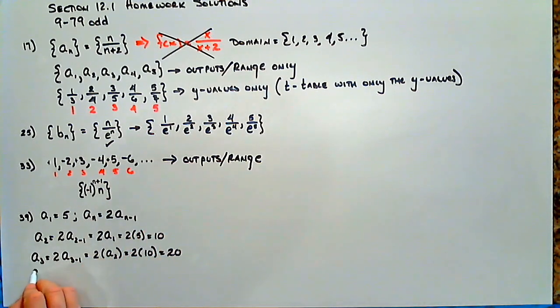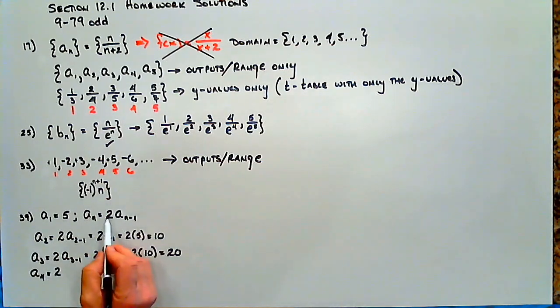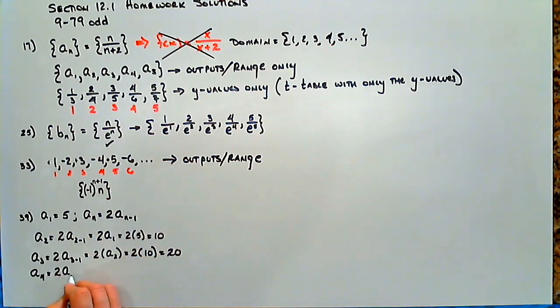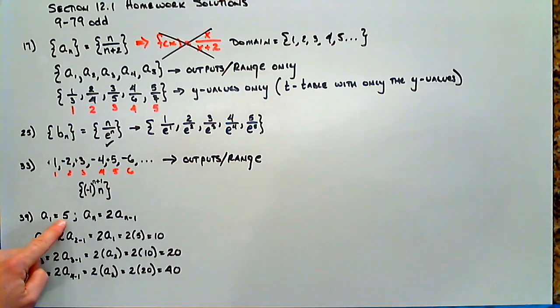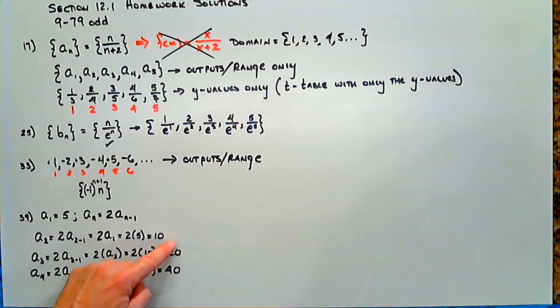Now we got to find the first 5 terms. So what's a sub 4? Well, it's going to be 2, using our rule right here, times a sub 4 minus 1. That's going to be 2, and that's going to be a sub 3. We know a sub 3, so that's 2 times 20. That's going to be 40. Now it seems there's a pattern. 5 plus 5 is 10. 10 plus 10 is 20. 20 plus 20 is 40. It looks like our next term should be 80.